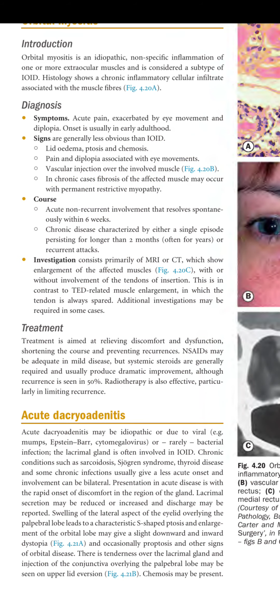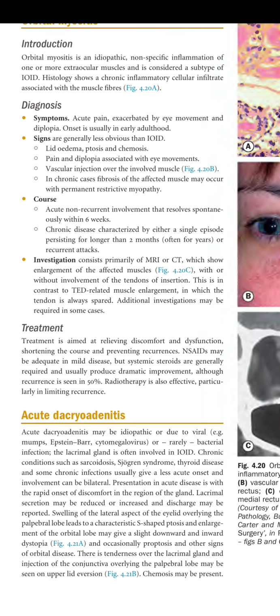So lacrimal secretions may be reduced or increased, and discharge may be reported. Swelling of the lateral aspect of the eyelid over the palpebral lobe leads to a characteristic S-shaped ptosis. You know that the lacrimal gland has two parts, one is the palpebral lobe and another is the orbital lobe. So when the palpebral lobe is involved, it gives rise to the S-shaped ptosis.